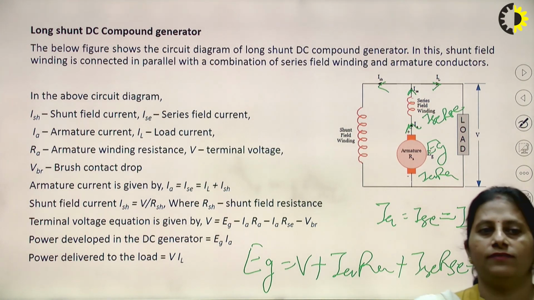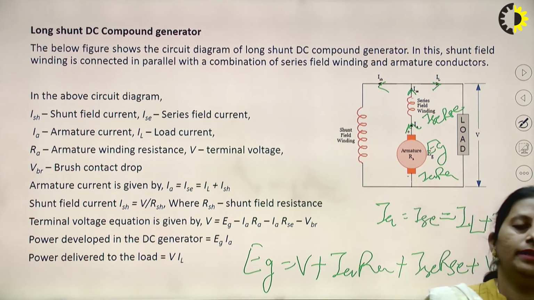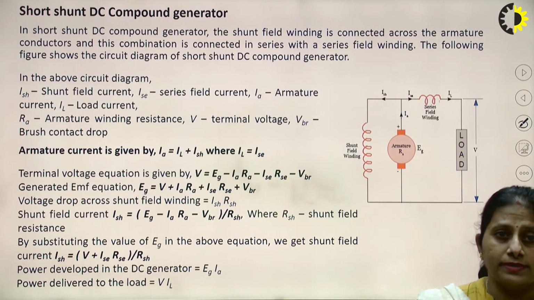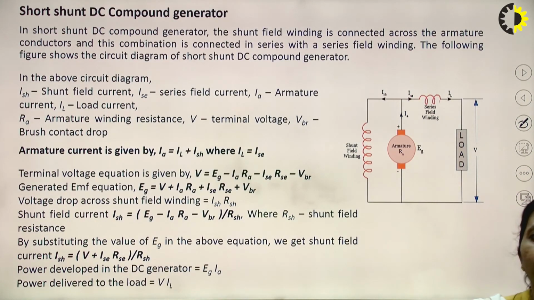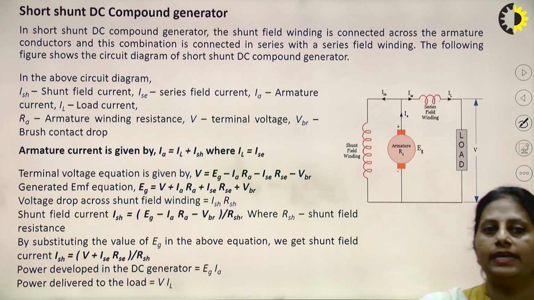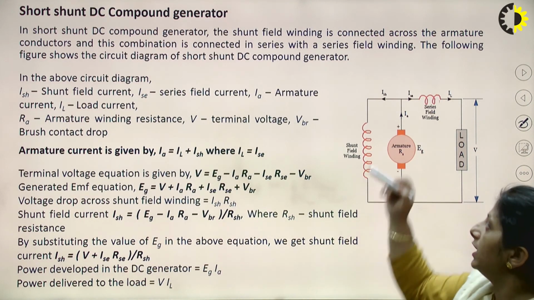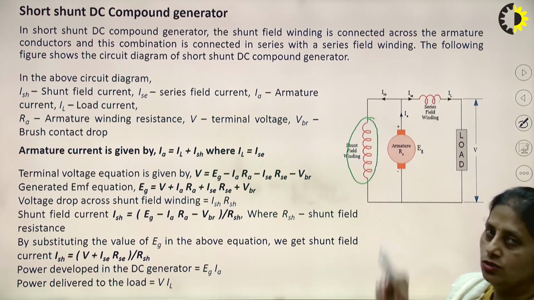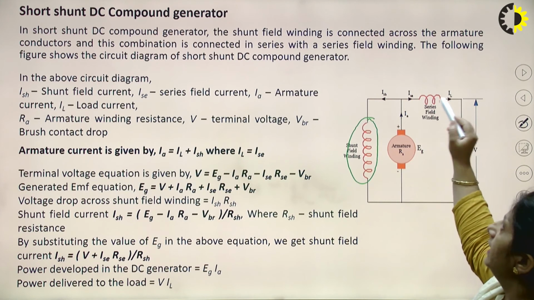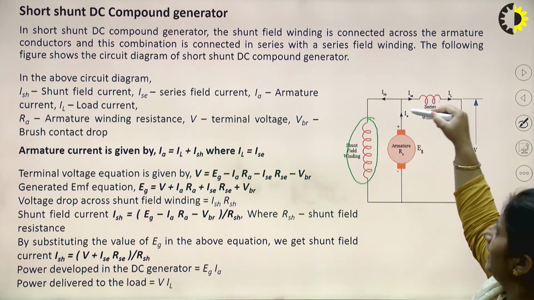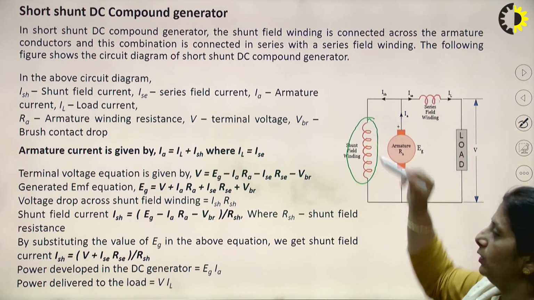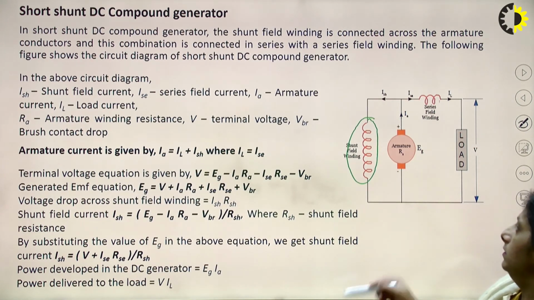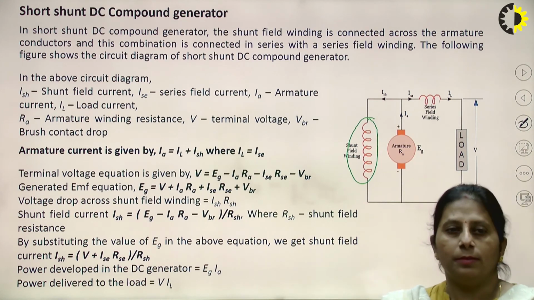Once again, the power developed is the same, EG into IA, and the power delivered is V into IL. Now, in case of short shunt, what is happening? As the name suggests, it is short shunt. So the shunt field winding is connected only across the armature. The series field winding is not in parallel with the shunt field winding as in case of the long shunt. So here the conditions are a bit different.